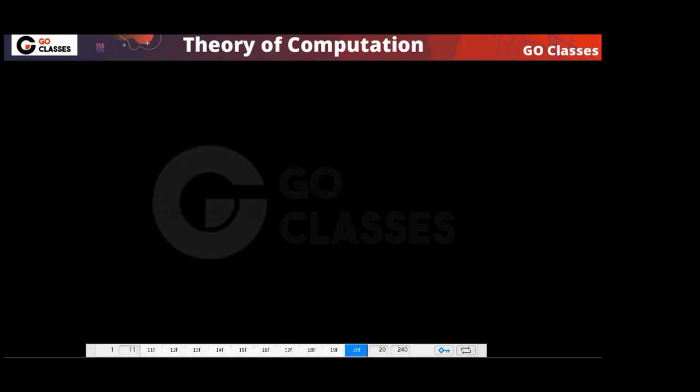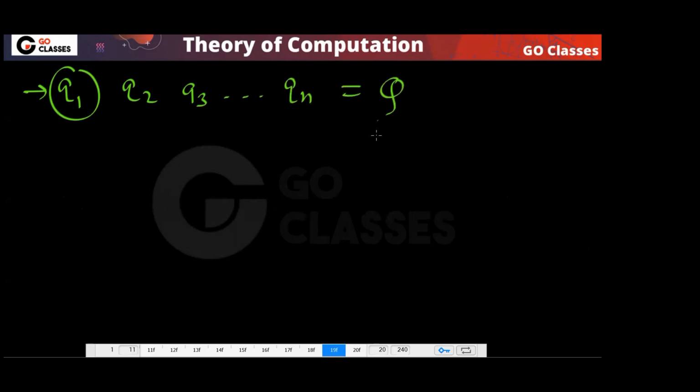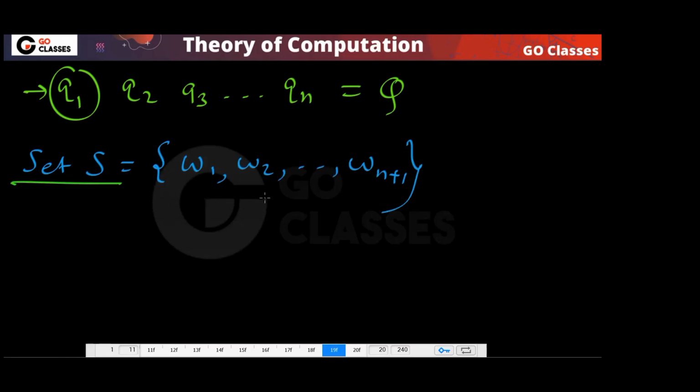Yes, because of the pigeonhole principle. By the pigeonhole principle, what will happen? Let's assume this is your DFA with a total of n states, Q1, Q2, Q3, and so on, Qn. This is the set of states Q. Now I can take any set of strings, maybe W1, W2, and so on, Wn plus 1. So in total you have n plus 1 strings, where each Wi is a string.